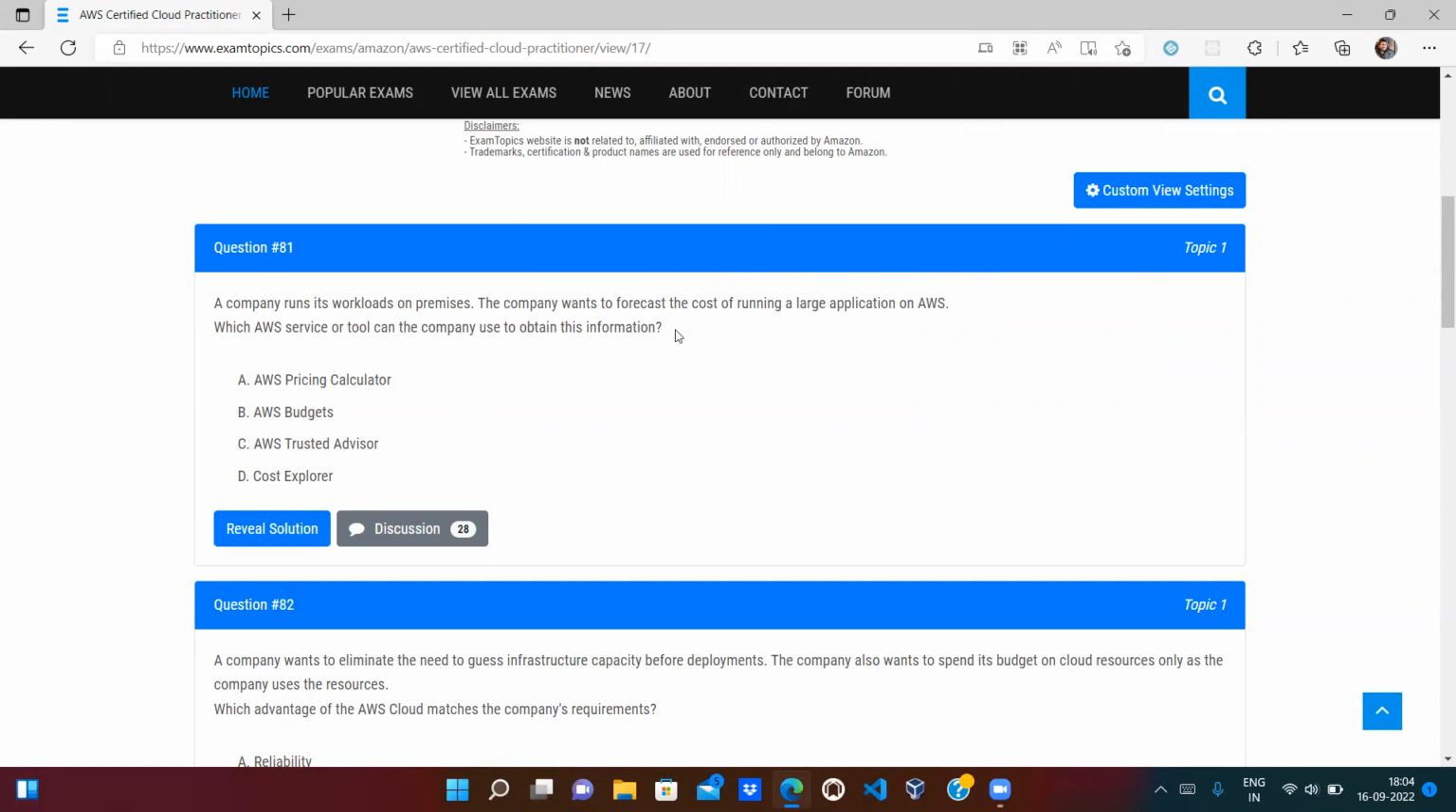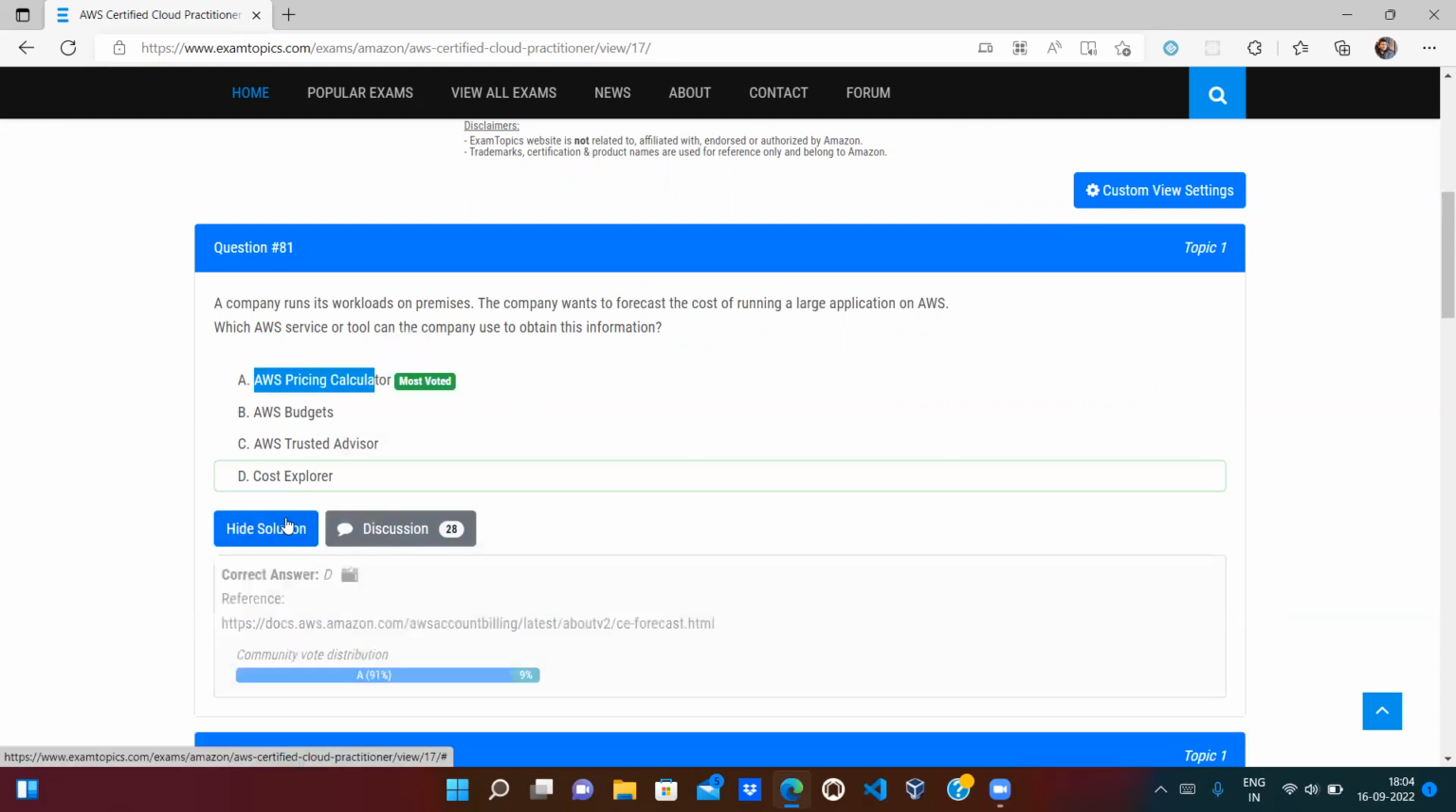If I move to AWS, I can use the pricing calculator to calculate the cost. What could be the cost if I use the service over the cloud? So it could be the pricing calculator. It's not Budgets, because Budgets is only when you are on AWS. Trusted Advisor is an AWS service, so you are not on AWS. Cost Explorer will give you the cost of the usage of the services when you actually start using the services on AWS. So the answer is AWS Pricing Calculator.